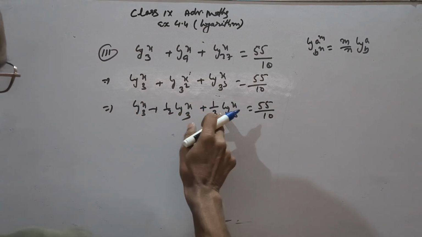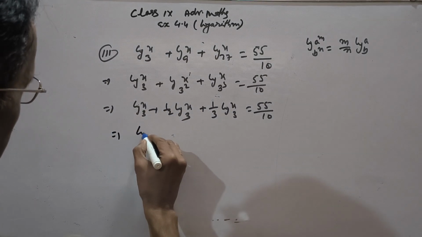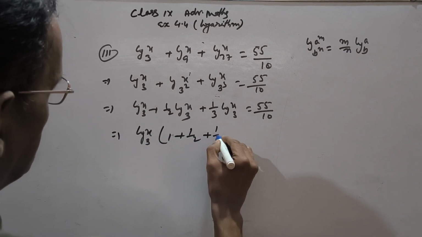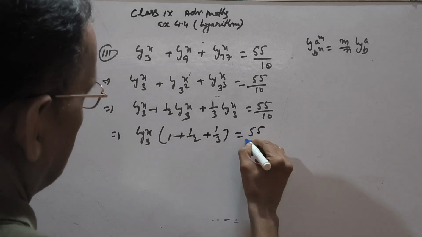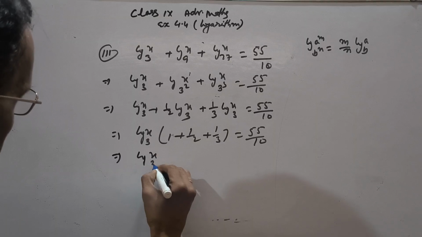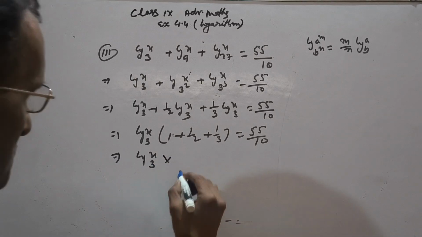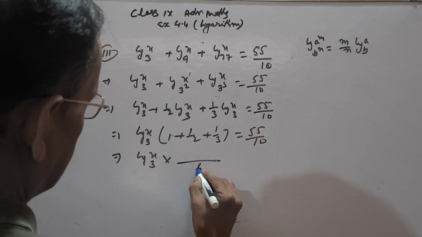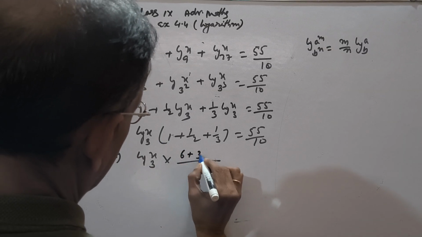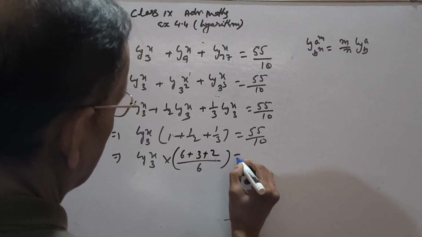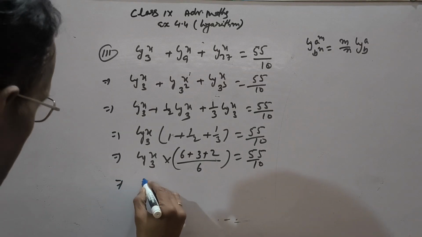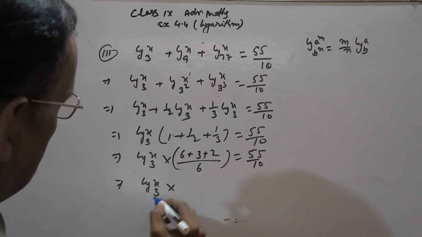If log x to the base 3 is common, you can take log x to the base 3 common: 1 plus 1 by 2 plus 1 by 3 equal to 55 by 10 we will get. Now, here simplify. What is LCM? 2, 3, 6. So 6, 1 is 6, plus 2, 3 is plus 3, 2 is, we get 55 by 10. So log x to the base 3 into how much here?